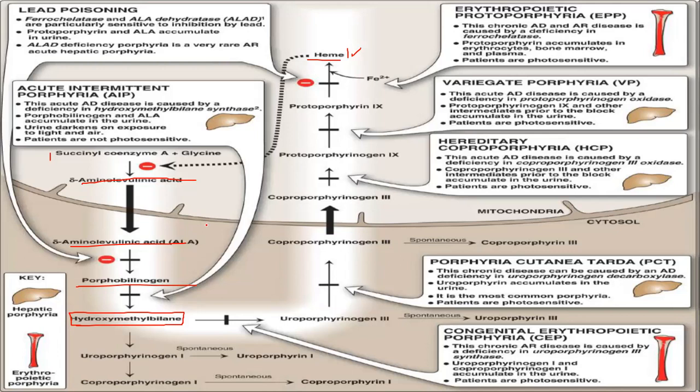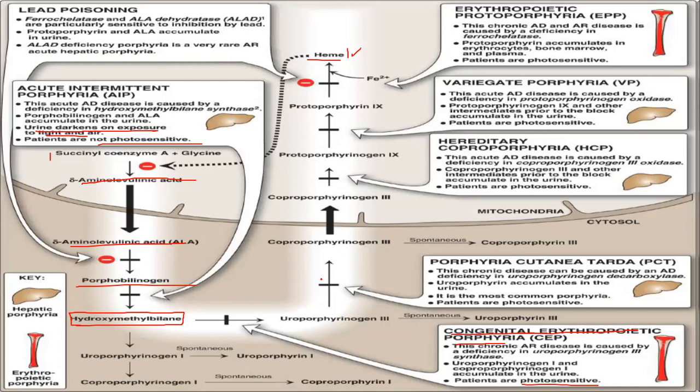And like this, you see the deficiency in this enzyme known as hydroxymethylbilane synthase is known as acute intermittent porphyria. The urine will be dark on exposure to light and air, but you will not be photosensitive. But if you have deficiency of this enzyme here, uroporphyrinogen III synthase, you will have congenital erythropoietic porphyria, but you'll be photosensitive. That is what I want you to note.